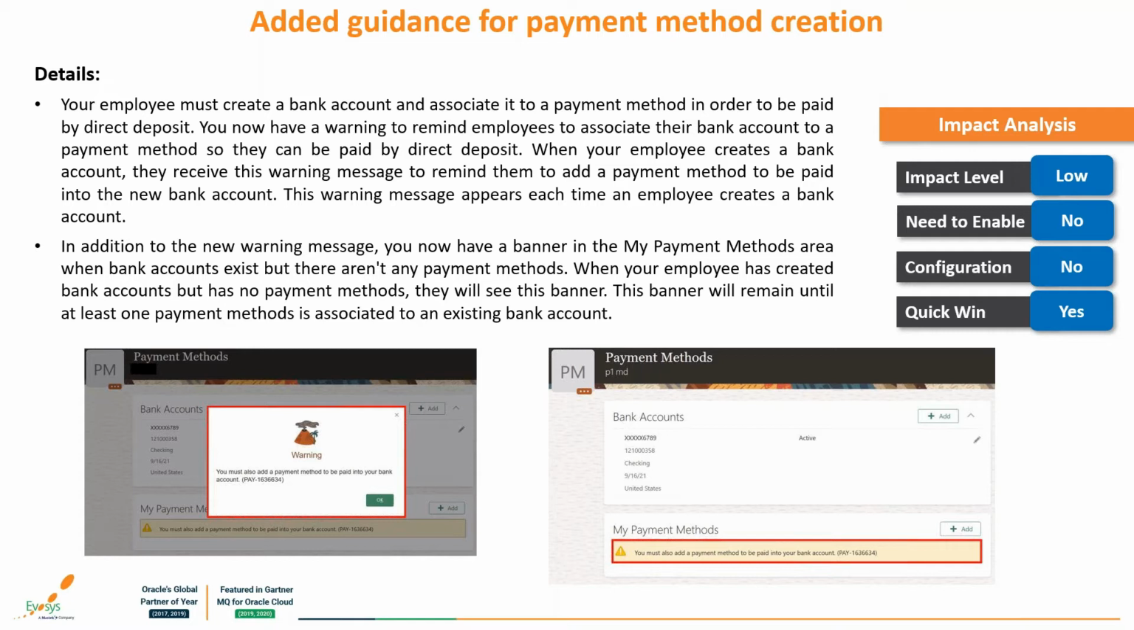When the employee adds the bank account details from employee self-service, in case they forget to add the payment method, the system will show them a banner which says you must add a payment method to be paid into your bank account. Additionally, they will also display a banner here with the same message to just guide them towards completion of the personal payment method setup so that they can actually be paid for the earnings of the month.